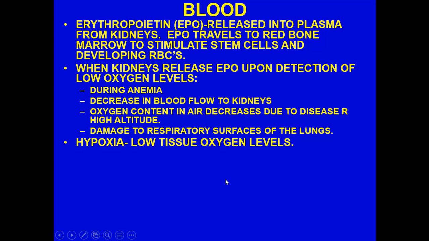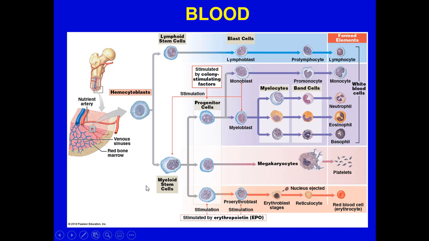Hypoxia is the term used for low tissue oxygen levels. Now, if we take a look here in the center, in the medullary cavity of the bone, you have these venous sinuses here, and you have the red bone marrow. You start off with hemocytoblasts, which divide into lymphoid stem cells and myeloid stem cells.